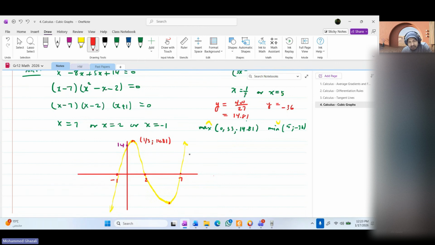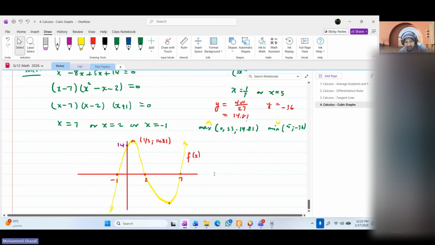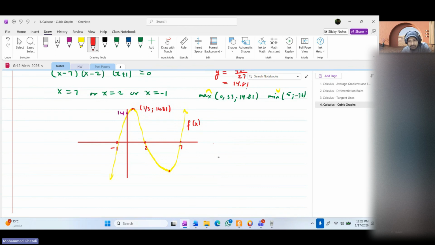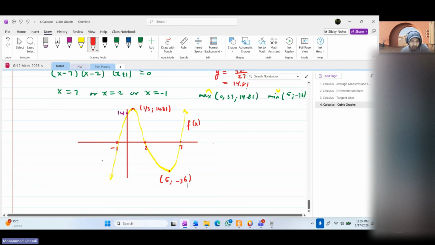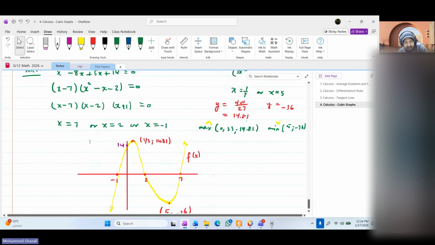Put the inflection point if they ask you for it. If they don't ask you for the inflection point, it is just x-intercept, y-intercept, and turning points. That's it. Those are the important key features on the graph. The features of a graph, right? And you can clearly see at 5 and negative 36, that's a minimum and that's a maximum at 1/3 and 14.81, or 400 over 27.